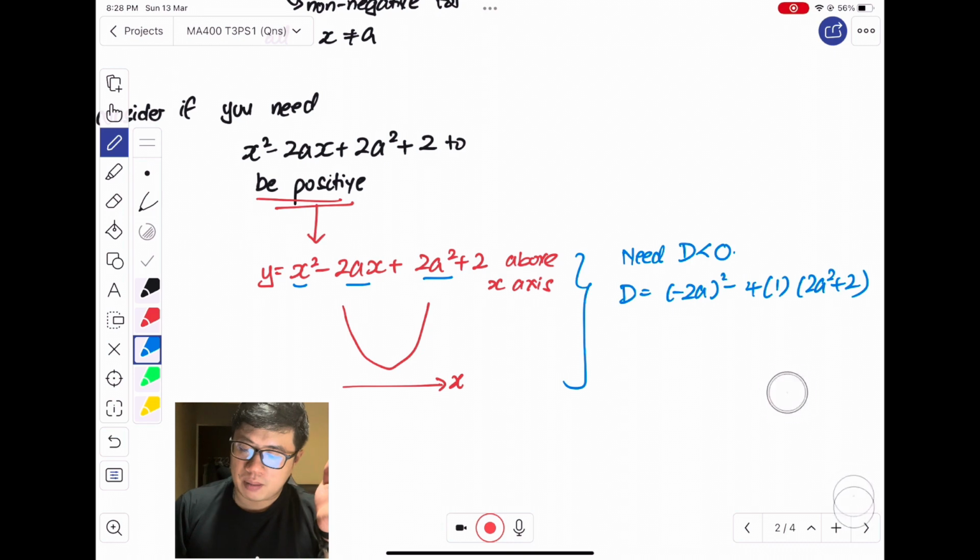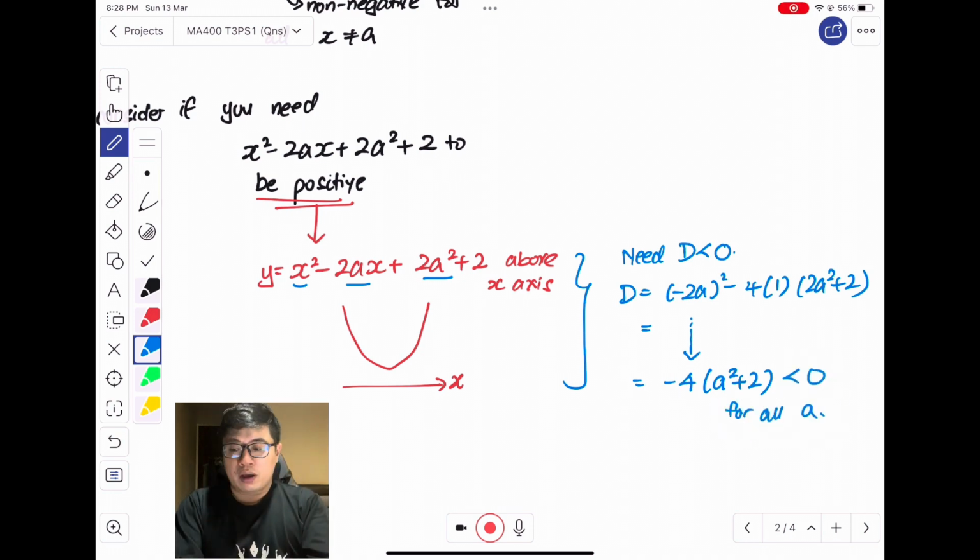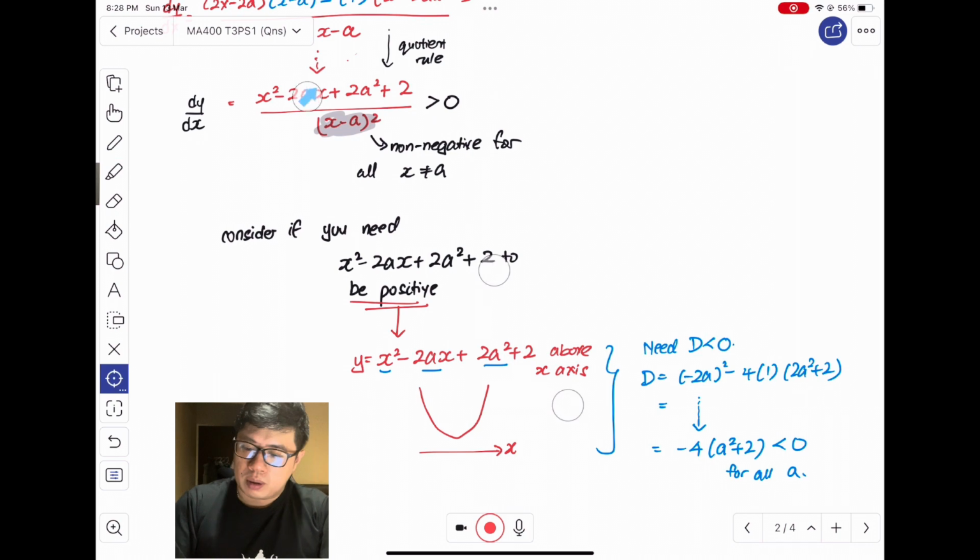Okay, so from here, just simplify this on your own. I'm not going to do it for you. You should be able to get negative 4a squared minus 4, and you can see that this is always less than 0, for all values of a. So now we know that the numerator is going to be more than 0.